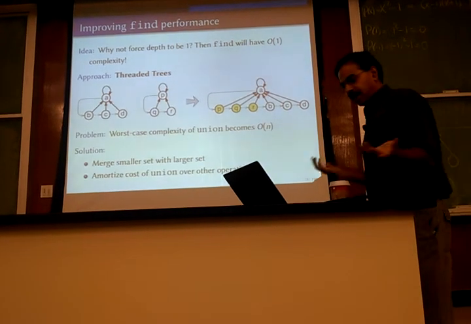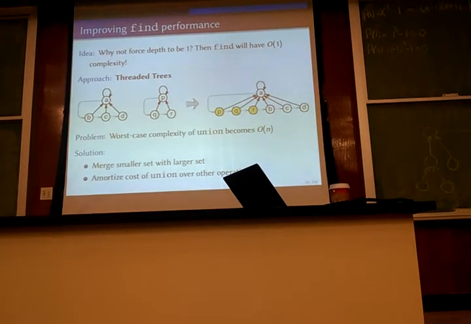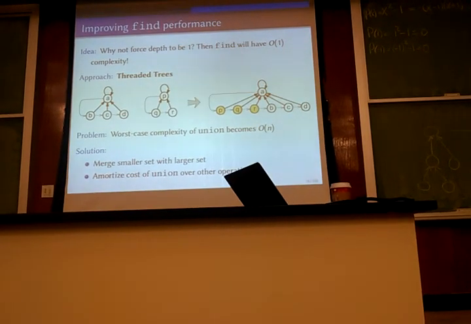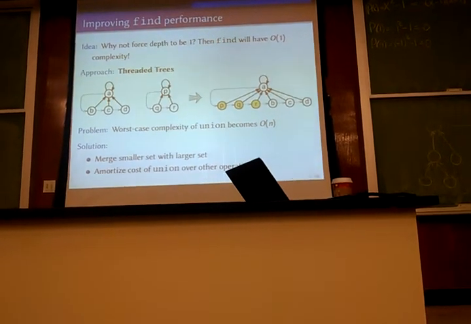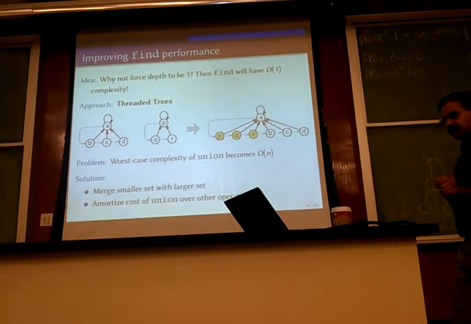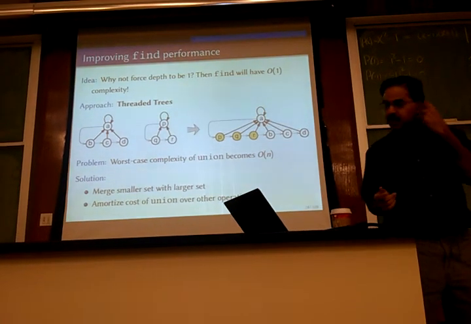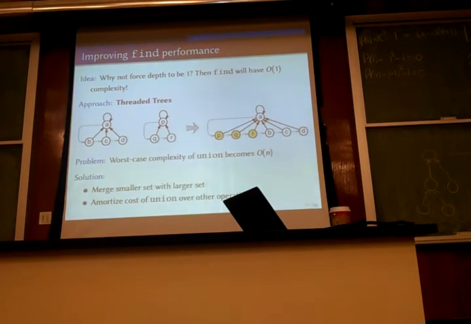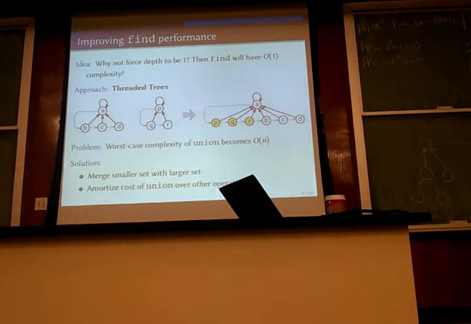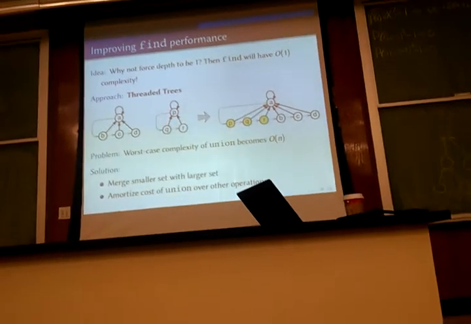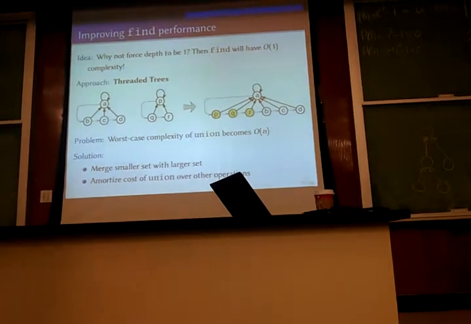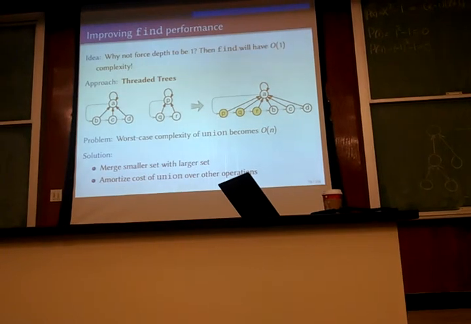But of course, we can do the same trick. Let's only update the parent pointers of the smaller set. Okay, and now if you do this, then what is the cost? Order 1. Why would it be order 1? It is definitely less, that's correct. But why would it be order 1?